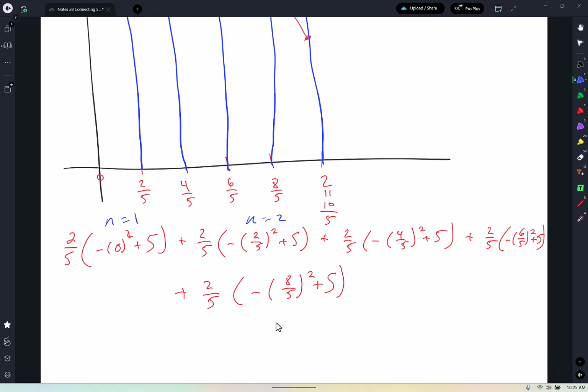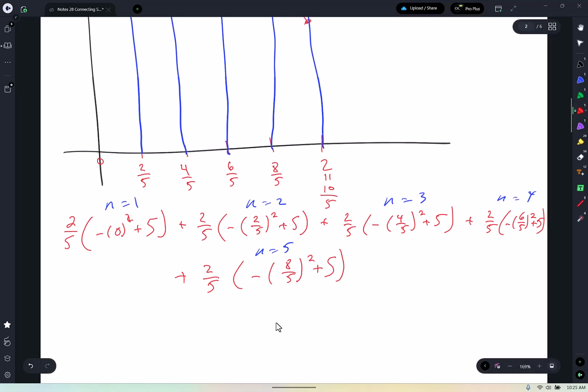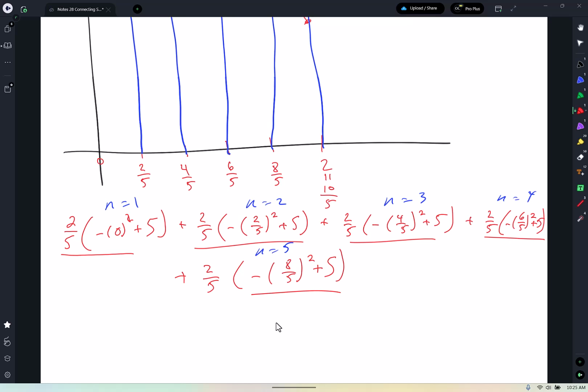If I would have caught it right here, I would have been like, oh, I have an extra term. N equals 1, N equals 2, N equals 3, N equals 4, and N equals 5. Those are my 5 rectangles. Let's go ahead and simplify it. 2/5 is in every single one because that's your delta x there. So I'm going to write 2/5 parenthesis, and then sum all these up.